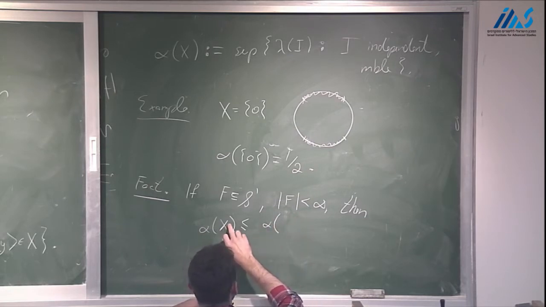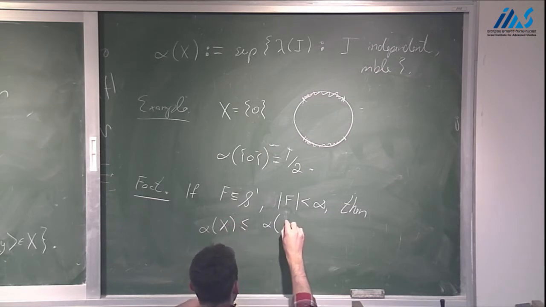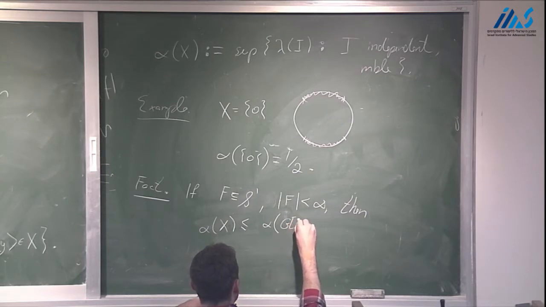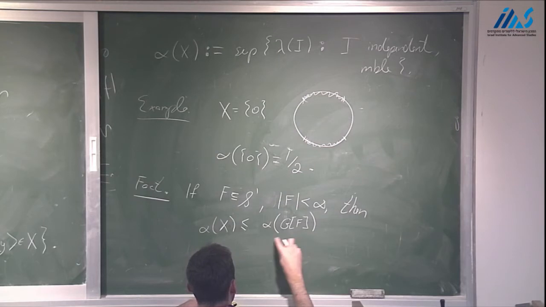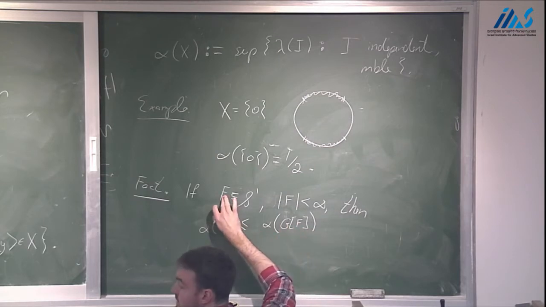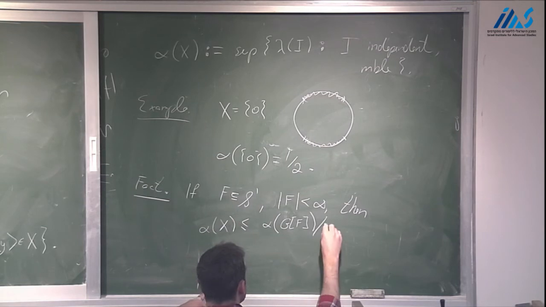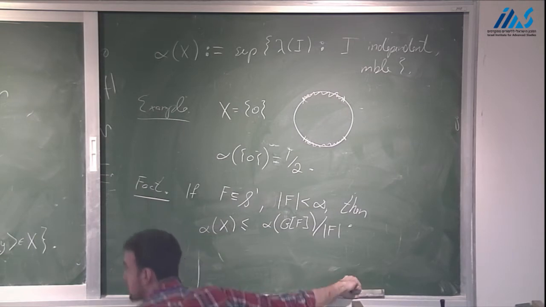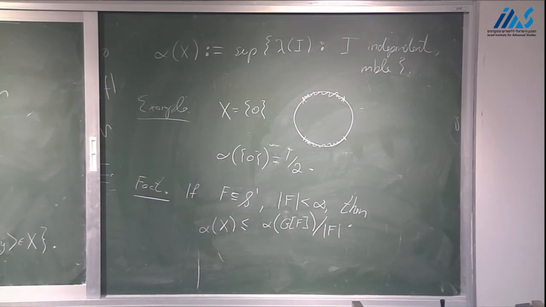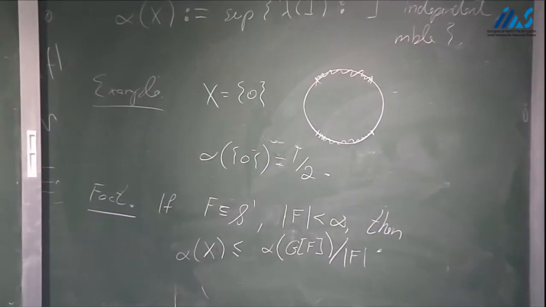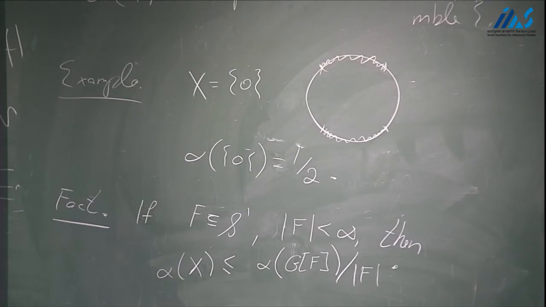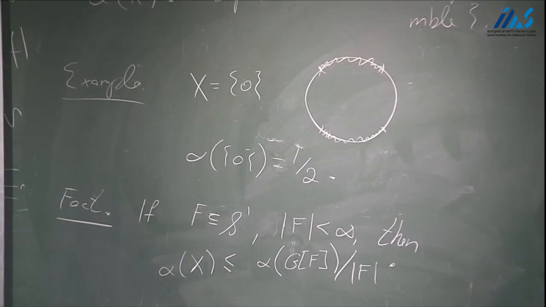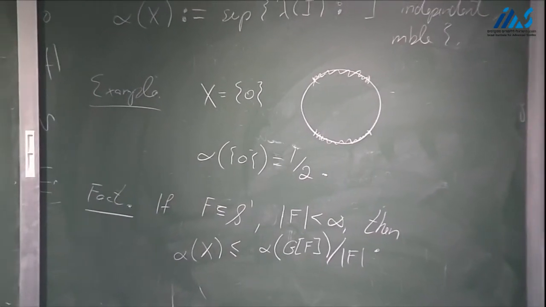X is my forbidden inner product set. This will be no more than the independence number of the graph induced on this finite set of vertices F, divided by the size of F. This is not too hard to prove. It's a simple averaging argument. And now I can state the question. That also shows this is best possible, by the way. Why? Because I have one edge.